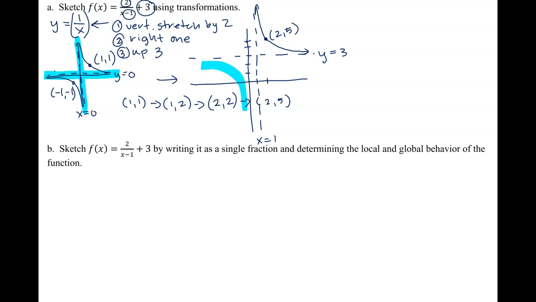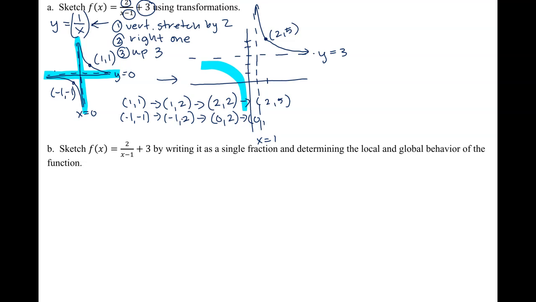And then -1, -1 has to go through those same steps. So I do a vertical stretch. It will become -1, -2. That's doubling my y value. I shift to the right one. It will become 0, -2. And then I shift up 3.